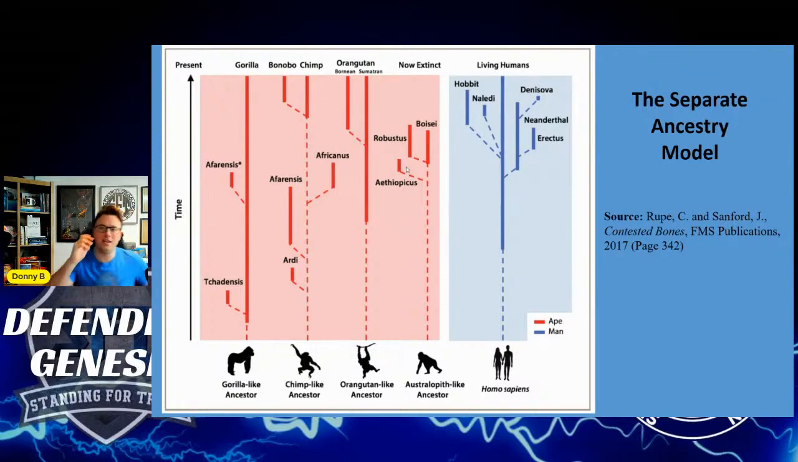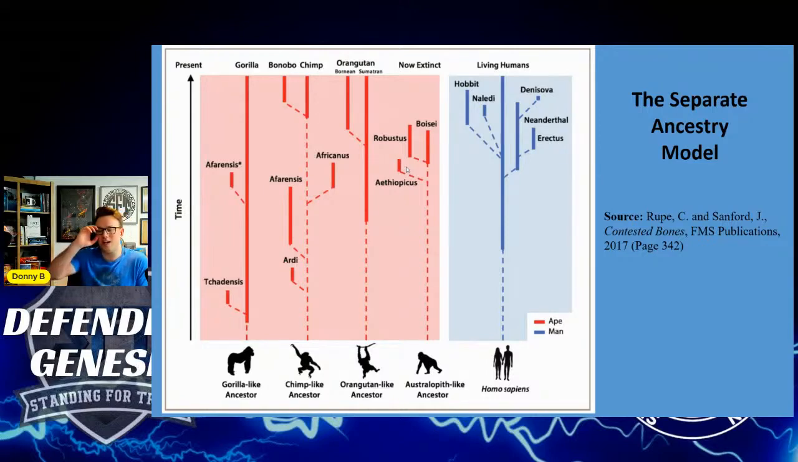And it's funny because the questions that they're searching far and wide for an answer to, the separate ancestry model has the answers. And this ongoing series is going to demonstrate that.